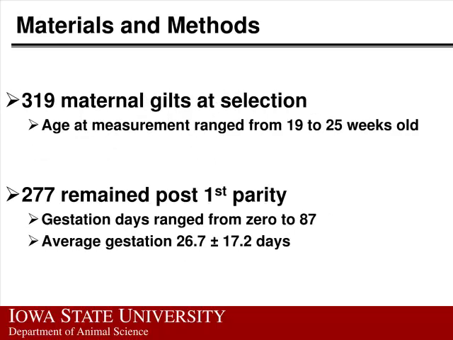So in order to achieve that, we had 319 maternal gilts at selection with an age range of 19 to 25 weeks, so within that selection time frame. And then 277 remained post-first parity, with gestation days ranging from 0 to 87 days.